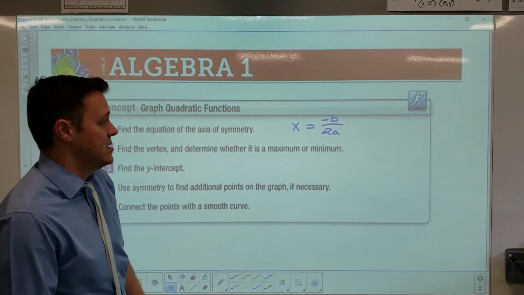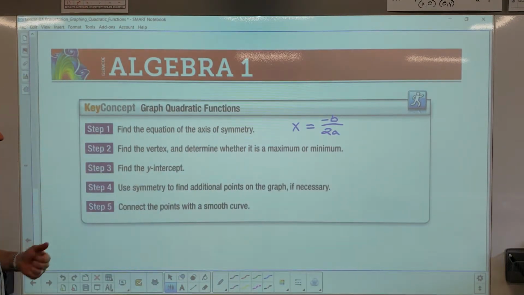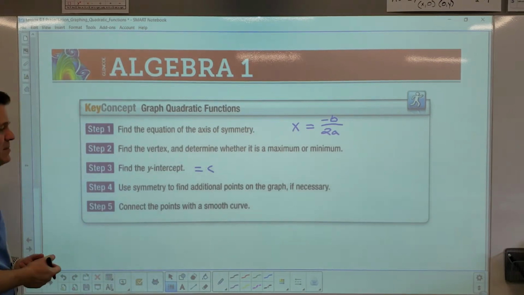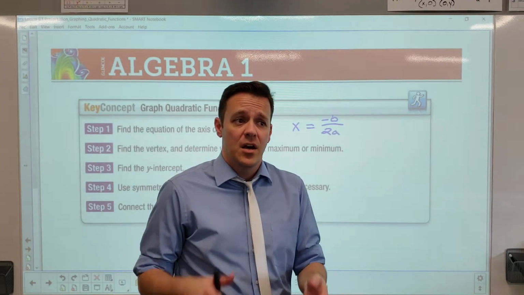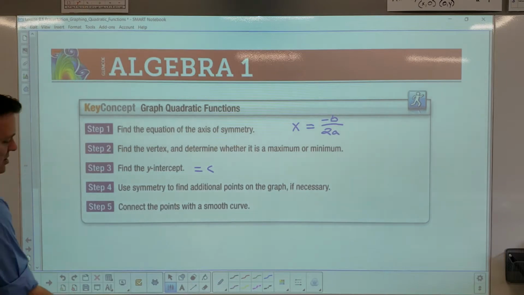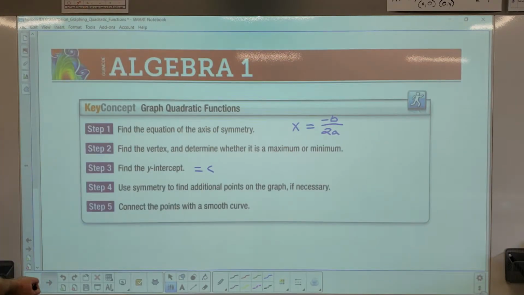Find the vertex. Determine if it's a minimum or maximum by the shape. And then find the y-intercept. Remember, the y-intercept equals c. And then use symmetry to find additional points. Graph if necessary. Connect it. Do a smooth dot. On your homework, you're going to have to create a table. And remember, at the beginning of this lesson, I showed you how to create that table, so please do that. All right, here are the steps.